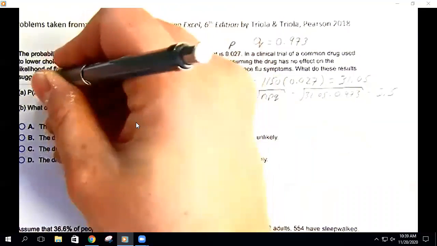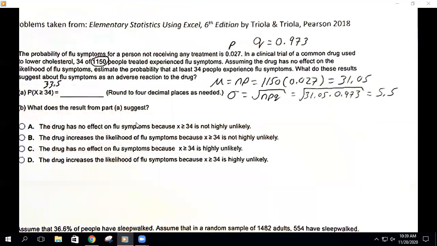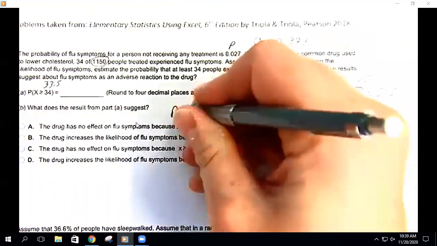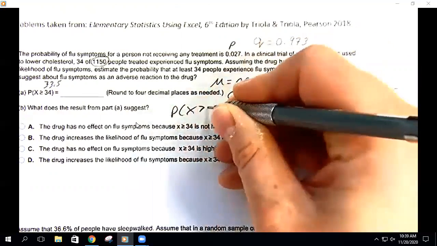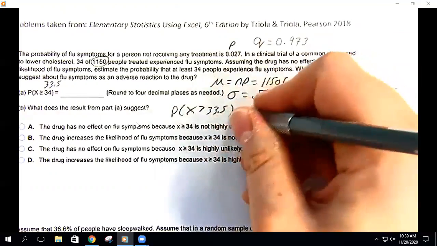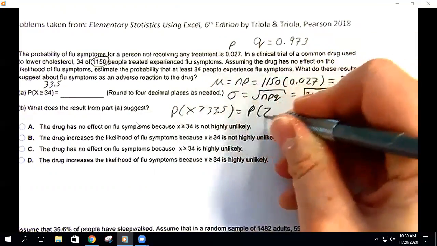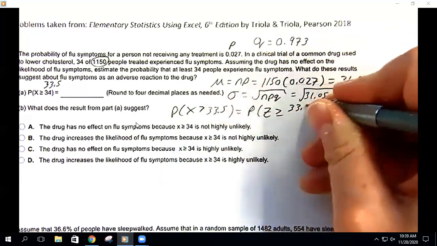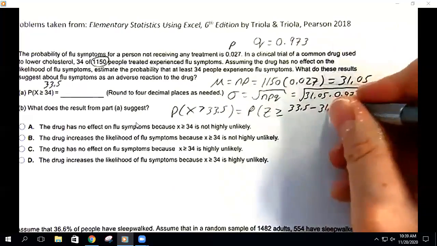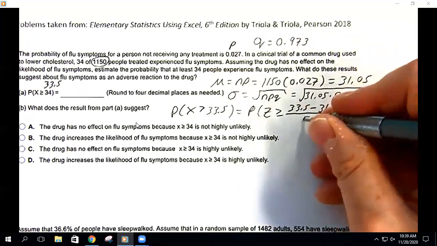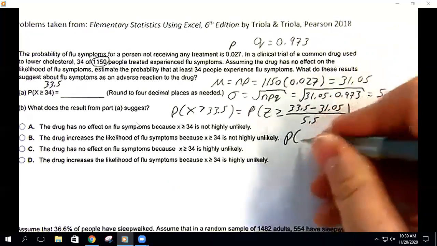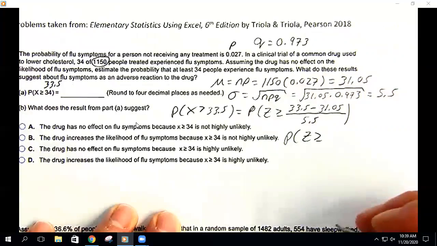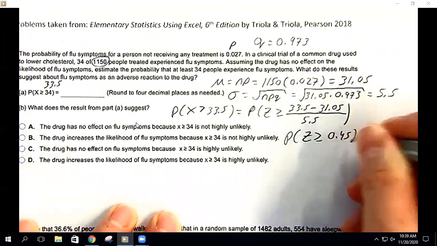So we want the probability of X being greater than or equal to 34. So we're going to correct to 33.5, just to the left of it, since 34 is to the right, and that way it'll include it. So what's the probability that X is greater than 33.5? We'll have to convert that to a z-score. So we'll have 33.5 minus 31.05, the mean, divided by the standard deviation of 5.5. And we'll get the probability of z being greater than 0.45.